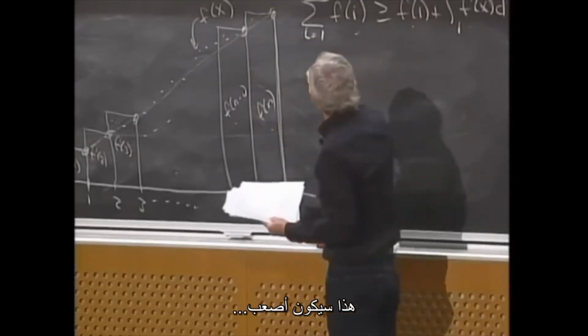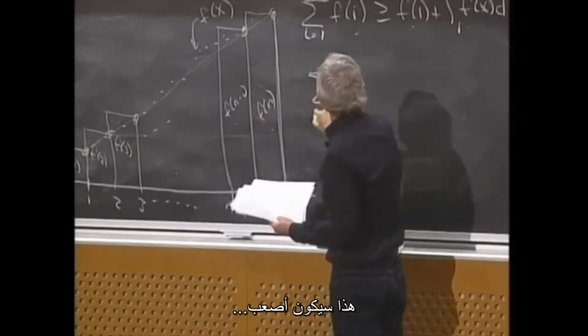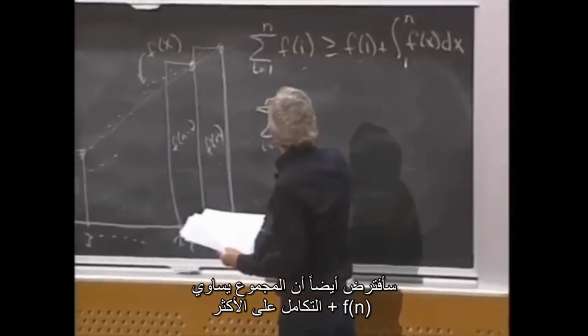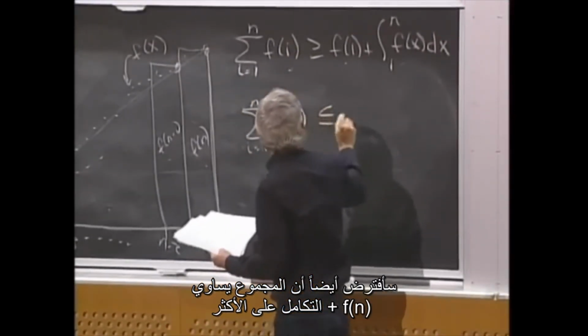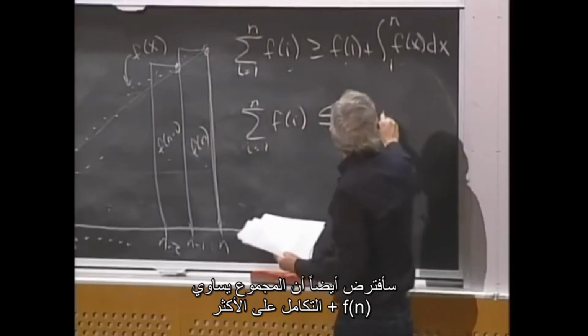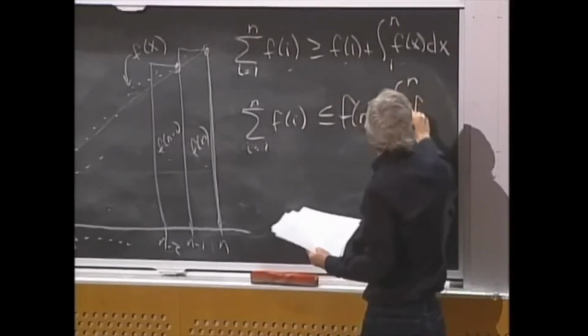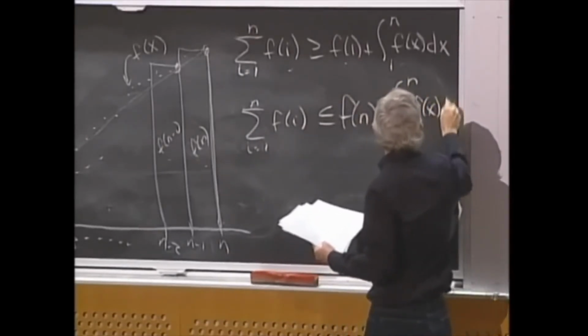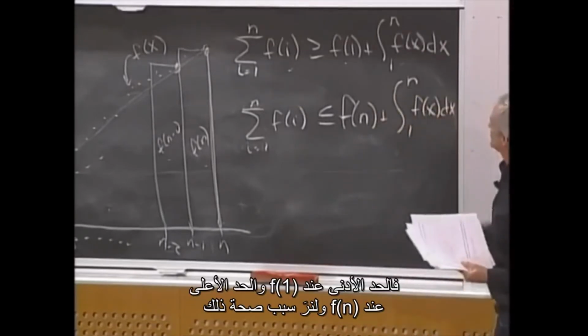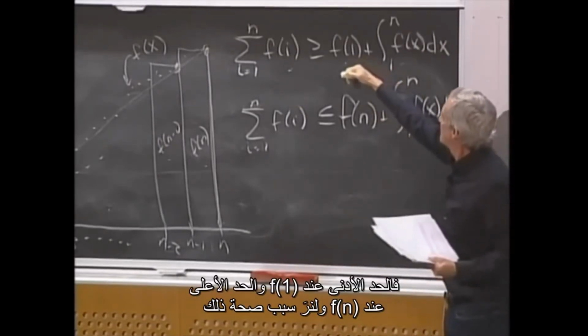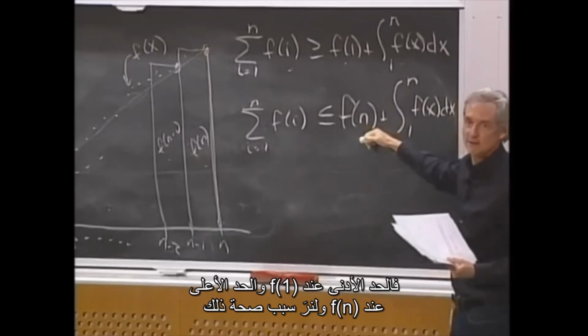I also claim, and this will be a little trickier to see, that the sum is at most f of n plus the integral from 1 to n. So this is the lower bound, add in f of 1. The upper bound, just add in f of n. So let's see why that's true.